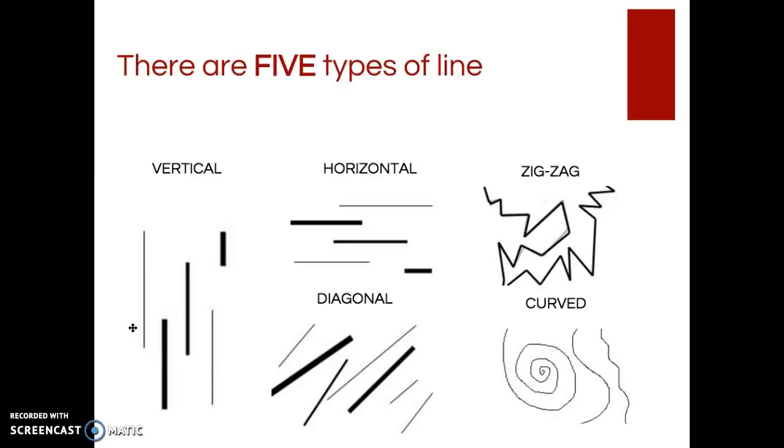So to recap, there are 5 types of lines. You have your vertical line, your horizontal line, your zigzag line, your diagonal line, and your curved line. And each one of them represents a different thing when you create a drawing. You'll also remember that they come in different thicknesses, which we call weights, and that they can also be used to create different meanings and emotions in each one of your pictures.